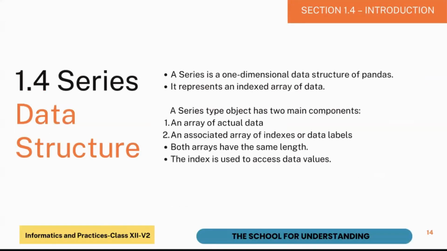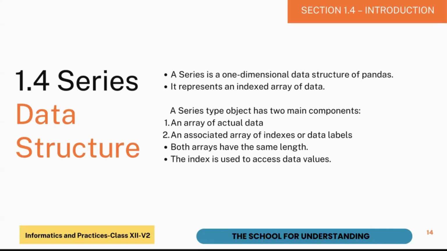Now we are going to deep dive into the series data structure one by one. A series is a one-dimensional data structure of Pandas. As I said, it represents an indexed array of data. So it has two main components: an array of the actual data and then an index. This index is nothing but an associated array of indexes, or we can call them labels. Both arrays have the same length. The index is used to access the data values.